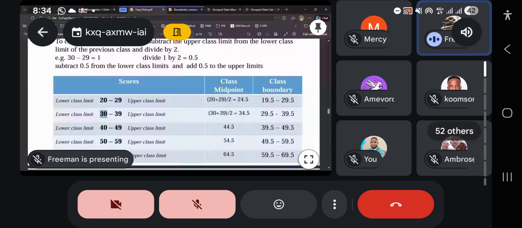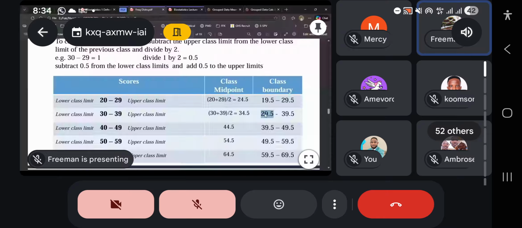That 29.5 becomes the upper class boundary for the class 20 to 29, and becomes the lower class boundary for 30 to 39. You can see it here: the 29.5 is the upper class boundary, and it becomes the lower class boundary in the next class. You do the same thing throughout. I think I explained it last week, and I have explained it again today.